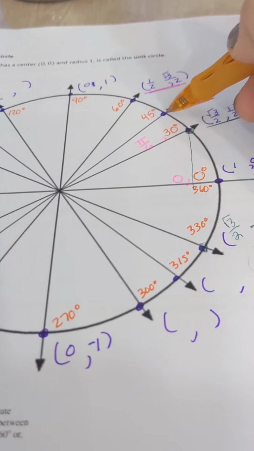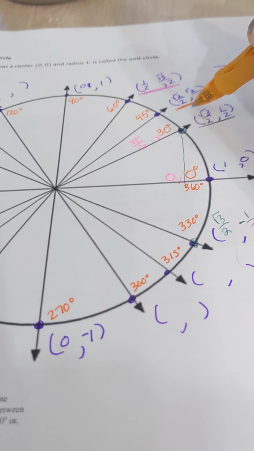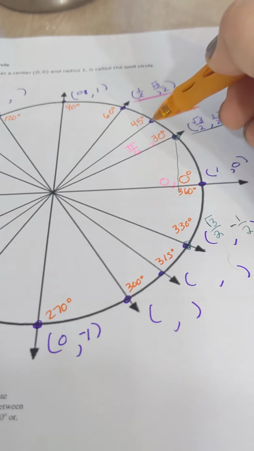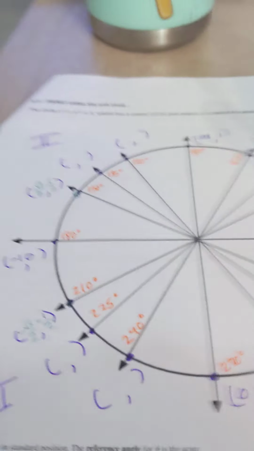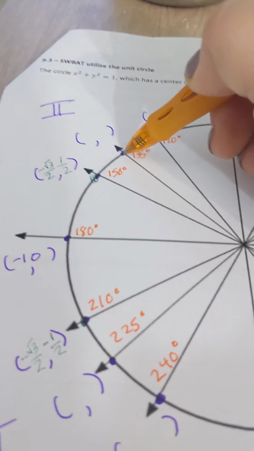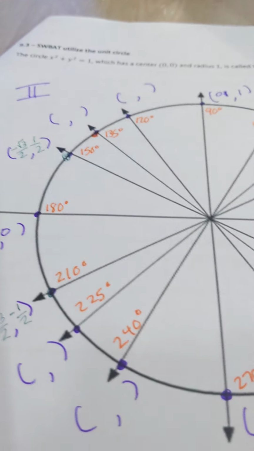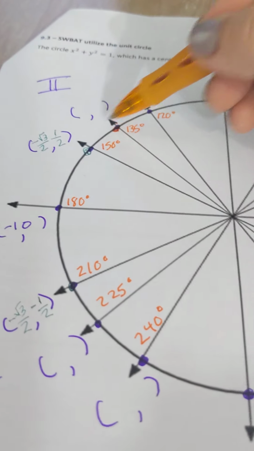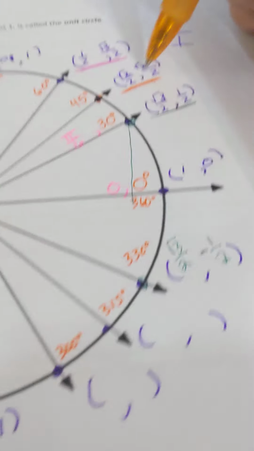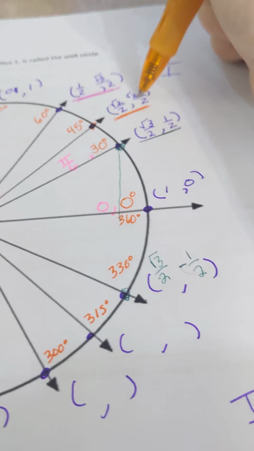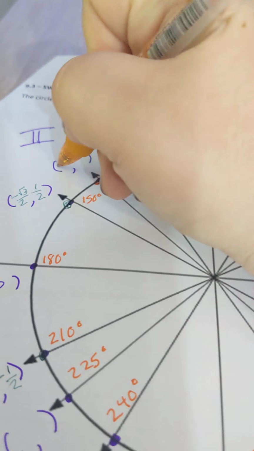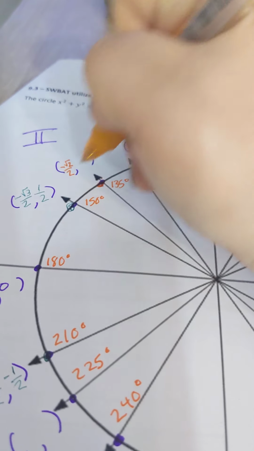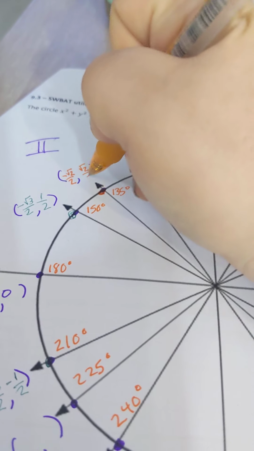So for example, this coordinate point, this orange one here, we have the square root of 2 over the square root of 2. I can take this point and I can flip it over here. And in this quadrant, x is negative, y is positive. So this becomes negative, this stays positive. So we have negative square root of 2 over 2, and then the square root of 2 over 2.